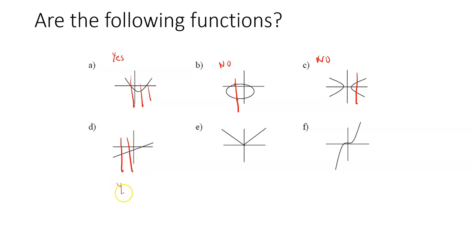So is it a function? Yes, it's a function. Look at letter E. Pass through vertical lines. Yes, it's a function. Letter E looks like an absolute value function to me. And then letter F, yes, it looks like it keeps that same trend where you draw vertical lines and they never intersect in more than one spot.